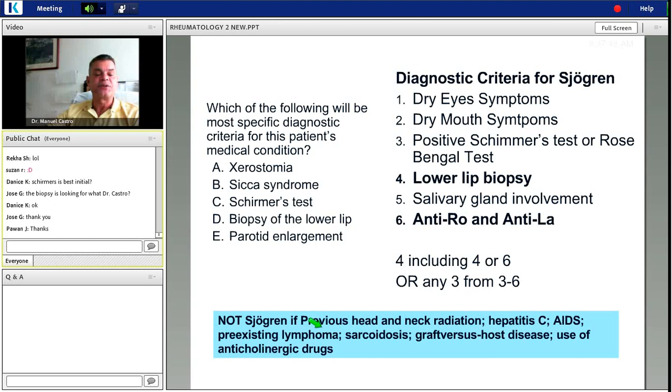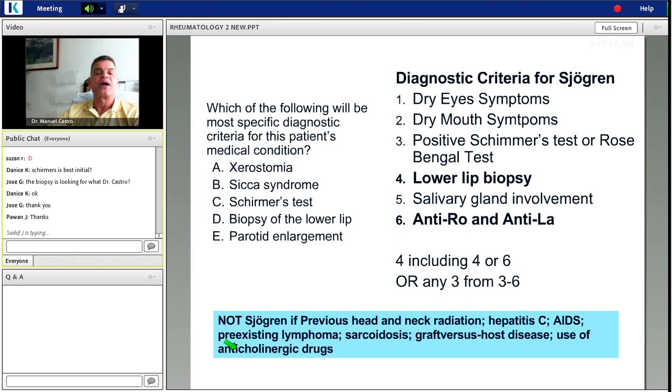Sarcoidosis, graft versus host disease, and the use of anticholinergic drugs can actually cause symptoms just like this. So I would keep that in mind: you cannot make a diagnosis of Sjogren's in patients that have had neck or head radiation, hepatitis C, AIDS with these criteria, pre-existing lymphoma, sarcoidosis, graft versus host disease, or use of anticholinergic agents. That's probably Sjogren's that is actually caused by their condition, not by primary Sjogren's disease.